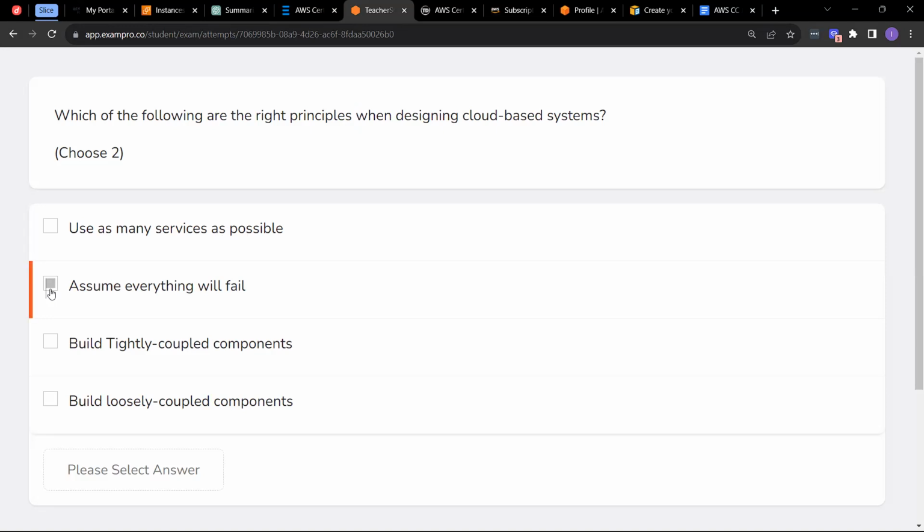You will be able to design an effective, fault-tolerant system. Tightly coupled components are not ideal for building; that's not the right principle of good design. You might want to build loosely coupled components so that you reduce the interdependencies. If one system fails and it's tightly coupled, it means that one system is dependent on the other, so if it fails, the other one might not function. So you might want to build loosely coupled components. Right.